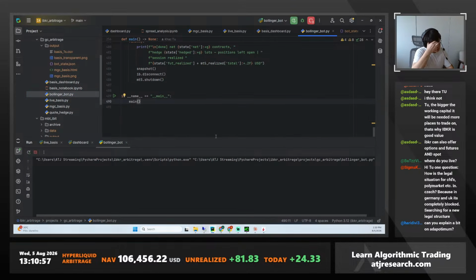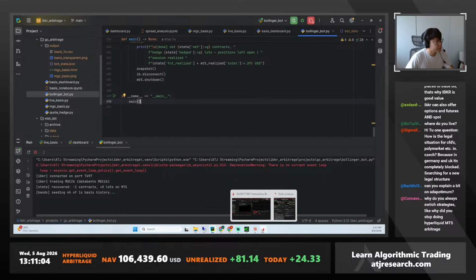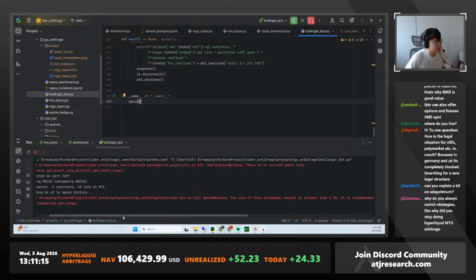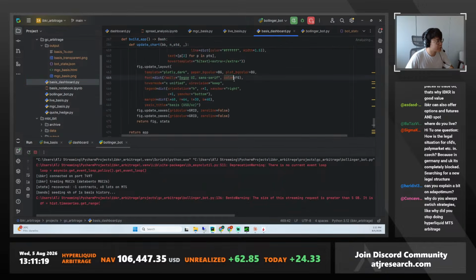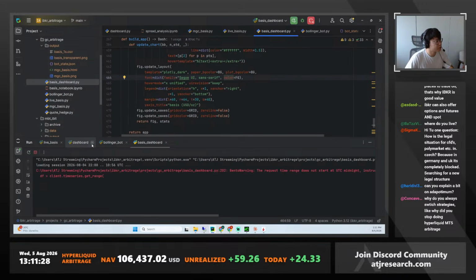So let's run our Bollinger bot. What this bot does is it computes the basis in real time, right? So it takes the difference between GC Z6 futures and MT5. When the basis is low, it will try to buy, and when it's high, it's going to try to sell. And here we also have this dashboard, where we can see the current live results of our app.